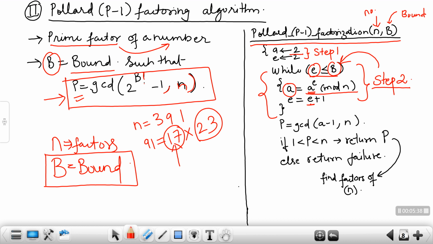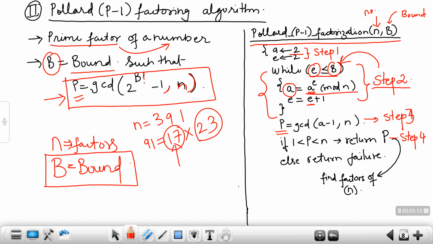Now your step number 3 is this. I need to calculate the GCD of A minus 1 comma n. So step number 3 is this, GCD of A minus 1 comma n, and store it in the value P. Okay, now step number 4 is this.